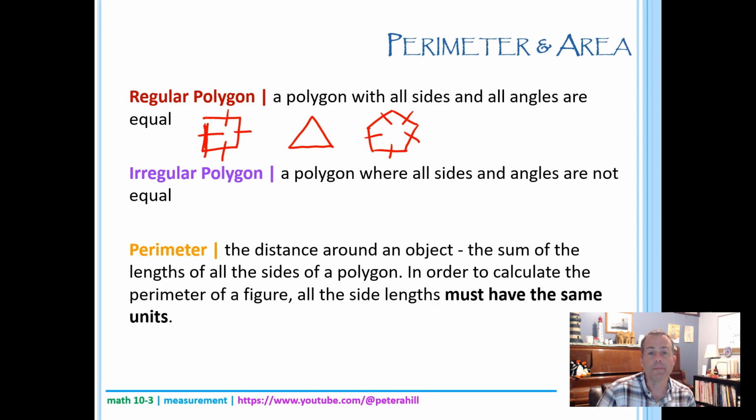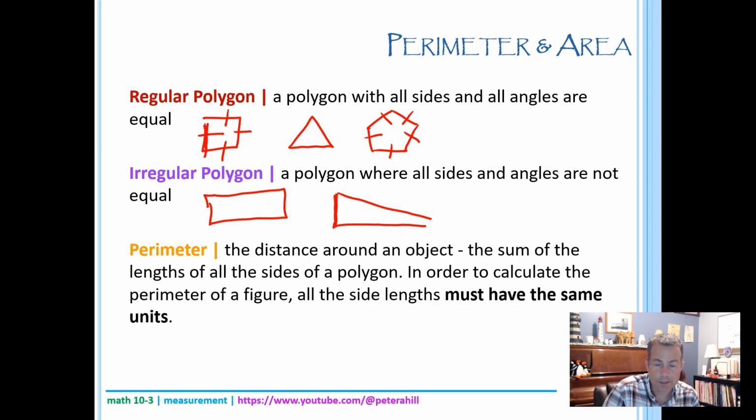Okay. An irregular polygon would be where all sides and angles are not equal. So something like a rectangle would be an irregular quadrilateral. Or a triangle where not all three sides are the same. Or even like some crazy shape that looks like that. Okay, there would be an irregular pentagon. 1, 2, 3, 4, 5 sides there.